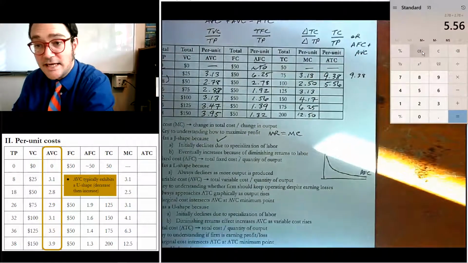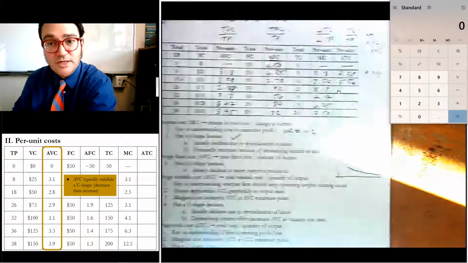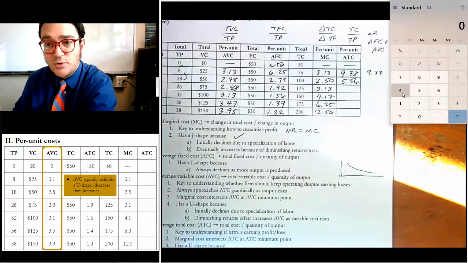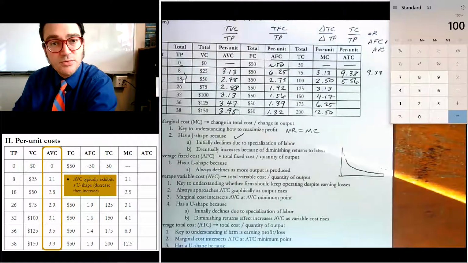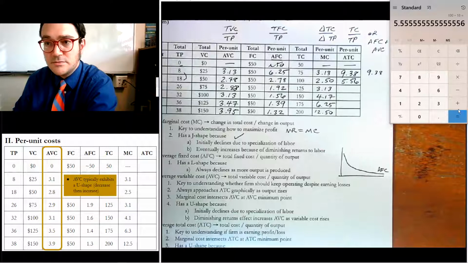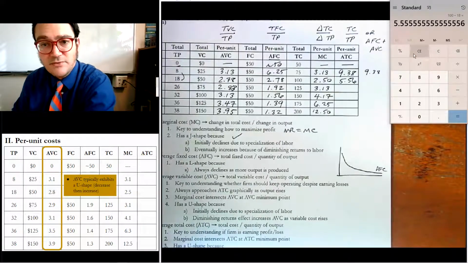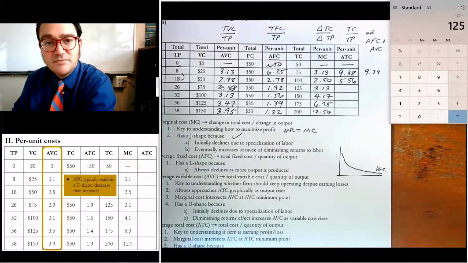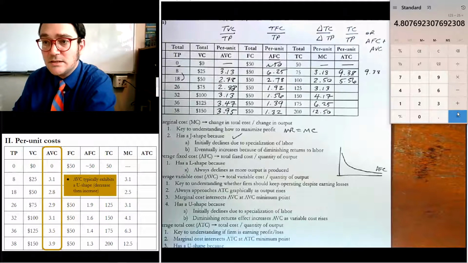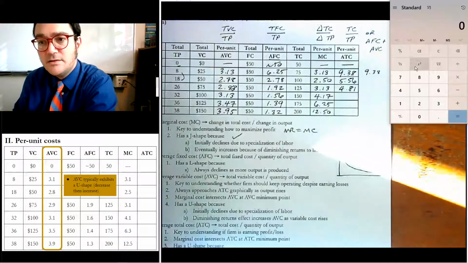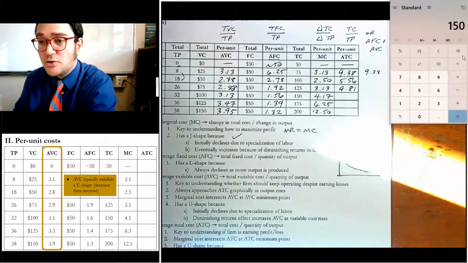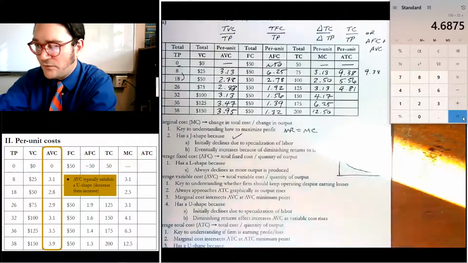Now, we're going to go ahead and test that just to show you that this holds true, the total cost divided by the total product. So total cost is 100, 100 divided by our total product of 18, 556. So again, it's correct on that one, right? Now total cost is 125 divided by total product of 26, and that's 481. And then for the next one, 150 total cost divided by the total product, which is 32, 469.